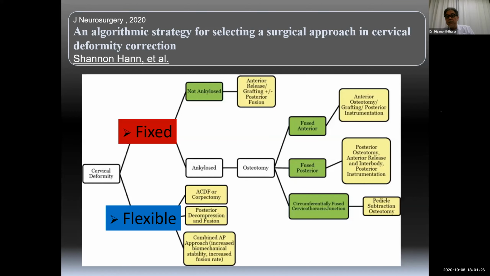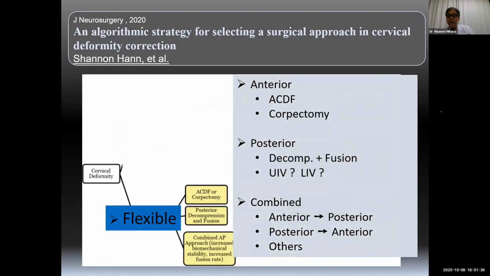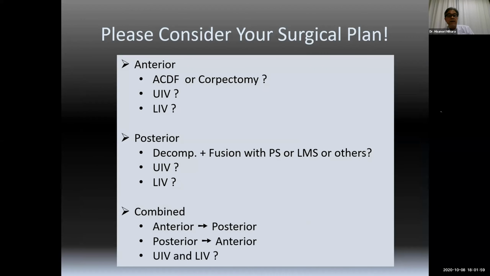According to an algorithm provided by Ham, we have three methods as follows. Anterior decompression and fusion, including segmental ACDF or corpectomy. Posterior method was also a candidate for surgical treatment, but we need to decide the UIV and LIV properly. The other choice was combined method. Okay, please consider your surgical plan.